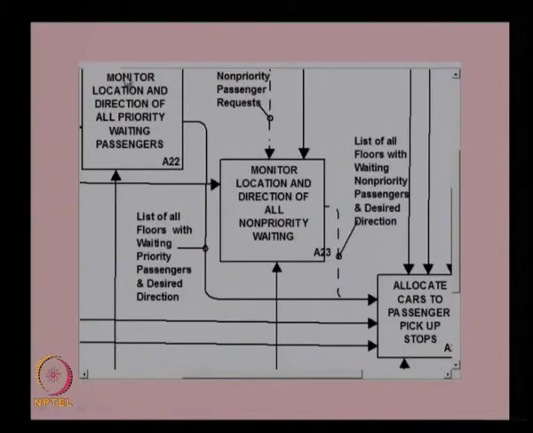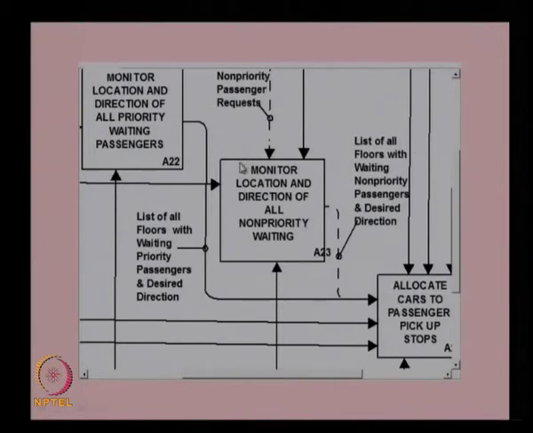So the output from here, the monitor location and direction of all priority waiting passengers, will be sent to allocate cars to passenger pickup and stops. A list of all floors with waiting priority passengers and desired direction will be sent from here to this function, that is, to allocation of cars.